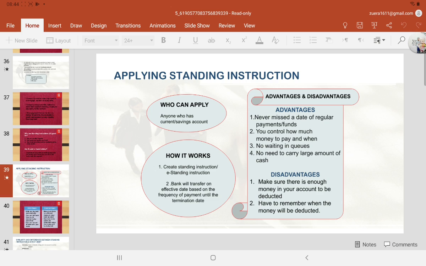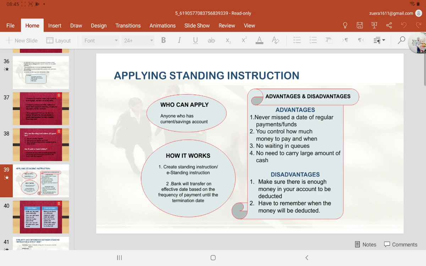And then the standing instruction has certain advantages and also disadvantages. For the advantages, you will never miss a date of regular payment. You do not have to worry about transferring the money yourself, as all will be done automatically by the bank itself. You also can control how much money to pay and when to transfer the money. There is no waiting in queues, you do not have to go over the counter to transfer the money or pay the bills, and you do not need to carry a large amount of cash to transfer money to a third party.